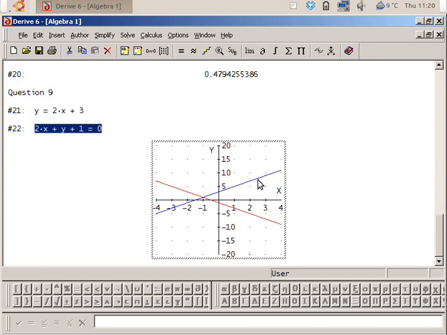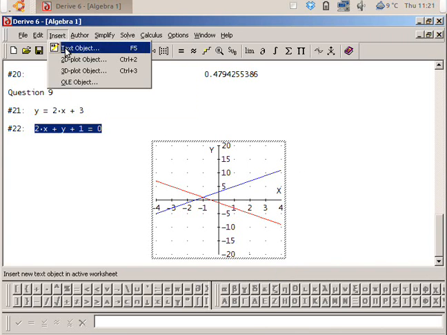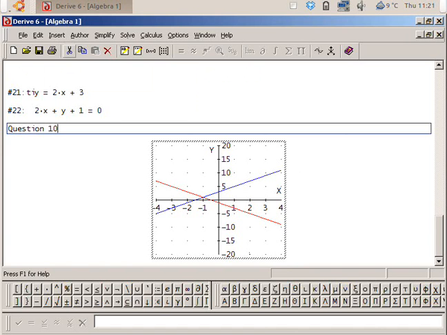So we're not expecting to solve anything of this. No, that's actually the next one. So I ask you then, where do they meet? So this is solve, insert text object, question 10. Now you see, look, this is messed up. I need to drag my graph up here so it's before question 10. Oh, come on.